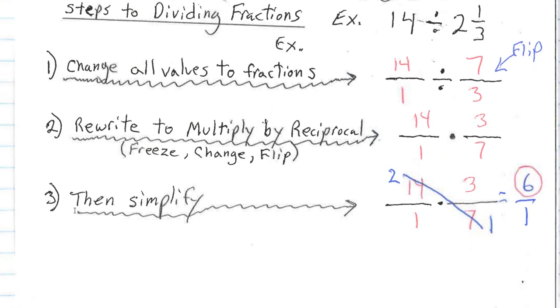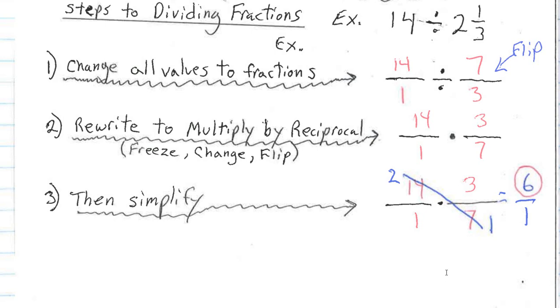The last thing is just simplify. So 14 and 7, 7 goes into both of those. 7 goes into 7 once, 7 goes into 14 twice. And then we have just 2 times 3 on top, that's 6. 1 times 1 on the bottom, that's 1. So it's just 6 over 1, or 6 is the answer.